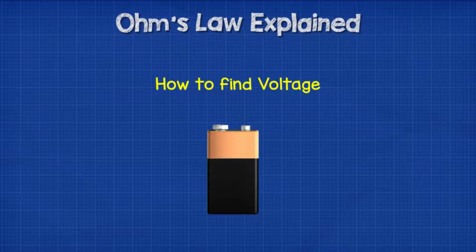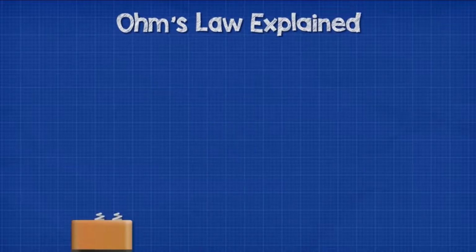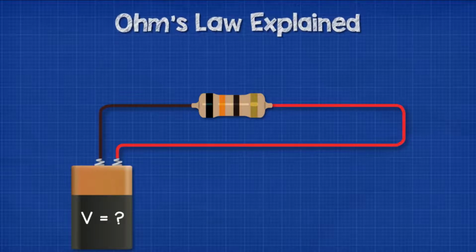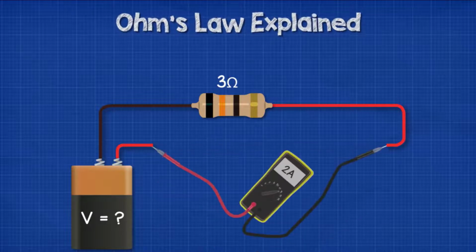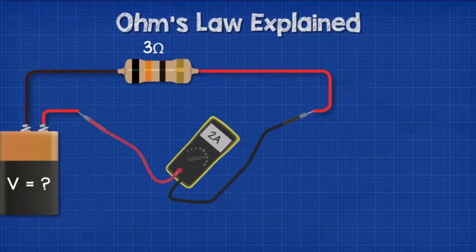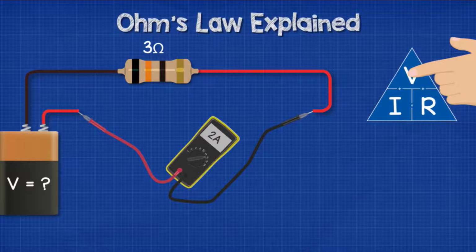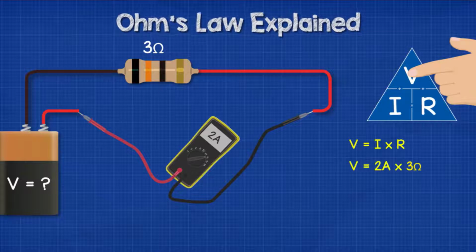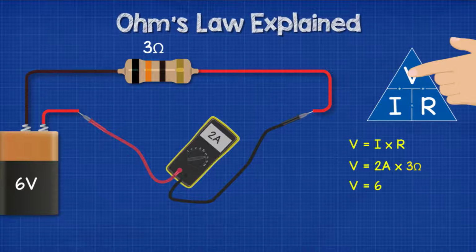First, let's see how we find voltage and how it relates to the other parts. Let's say we have a simple electrical circuit with a battery and a resistor. We don't know what the voltage of the battery is though. The resistor is 3 ohms, and when we connect a multimeter into the circuit, we get a reading of 2 amps of current. We want to find the voltage, so using Ohm's triangle, we cover up the V, and that gives us V equals I multiplied by R. We know the current is 2 amps, and we know the resistance is 3 ohms, so we write those in. Therefore, 2 amps multiplied by 3 ohms gives us 6 volts. The battery is therefore 6 volts.